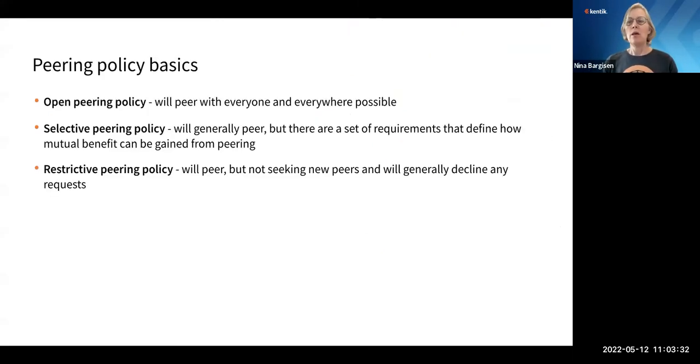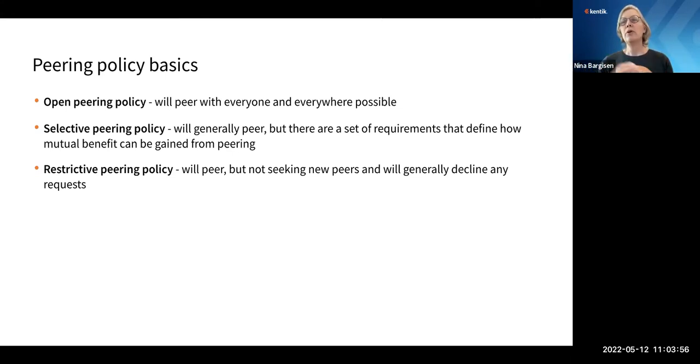So the first place to start is to make sure that you know your partner's peering policy. And let's take a step back and just discuss what peering policies are. So the basics are, there are three kinds of peering policies. There is an open peering policy. You'll peer with everyone where it's possible. There's a selective peering policy.